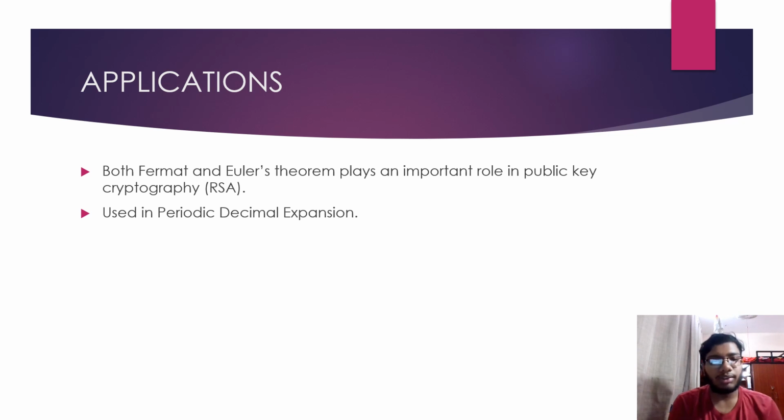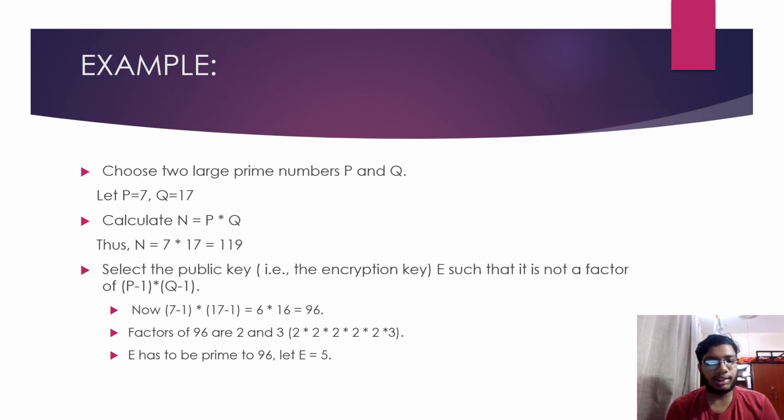So, coming to the applications of Fermat's and Euler's theorem, the main application is that they play an important role in public key cryptography (RSA). Another major application is that it is used in periodic decimal expansion. So here is an example.